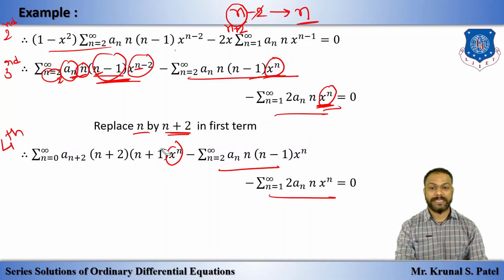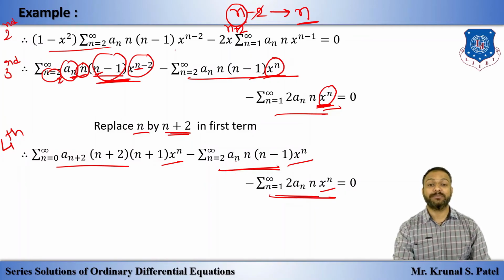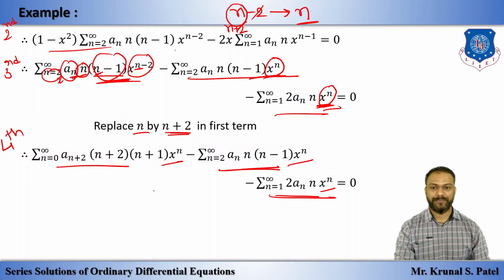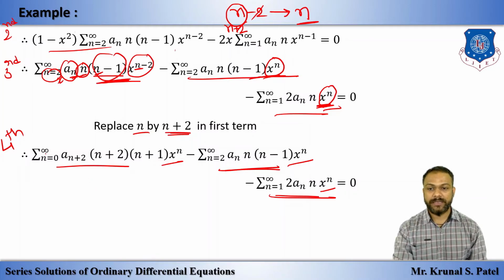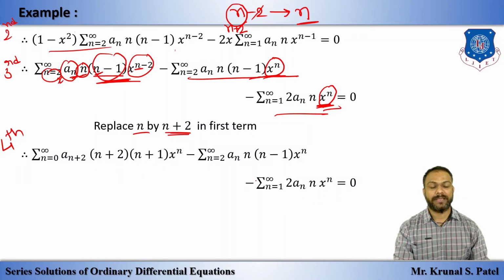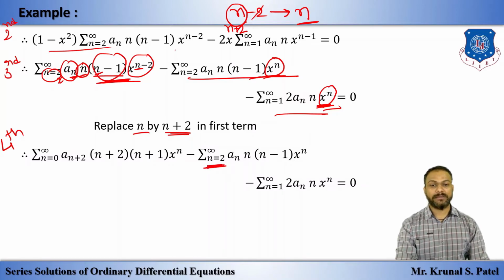Now you can see we have x raised to n in all these three terms. Okay, now the fifth step is make the limit of sigma equal. Here sigma starts from 0, here sigma starts from 2, and here sigma starts from 1. So to make the limit of sigma equal, we will go with the maximum number. So the maximum is n is equal to 2.